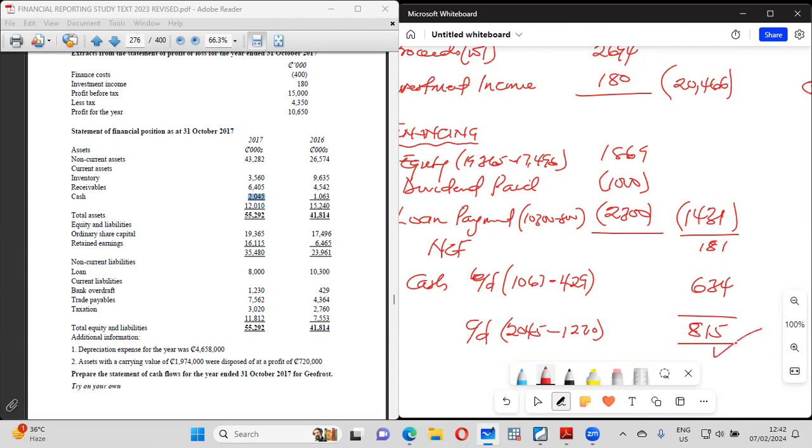So that is cash flow for you. Make sure you have tackled every item in your cash flow.